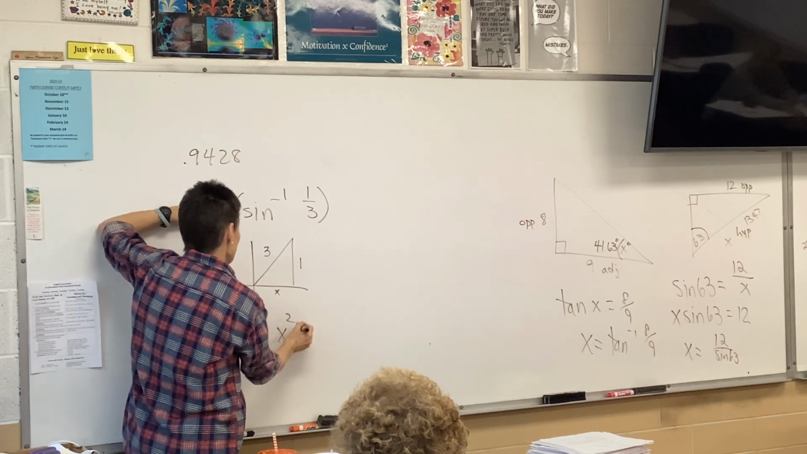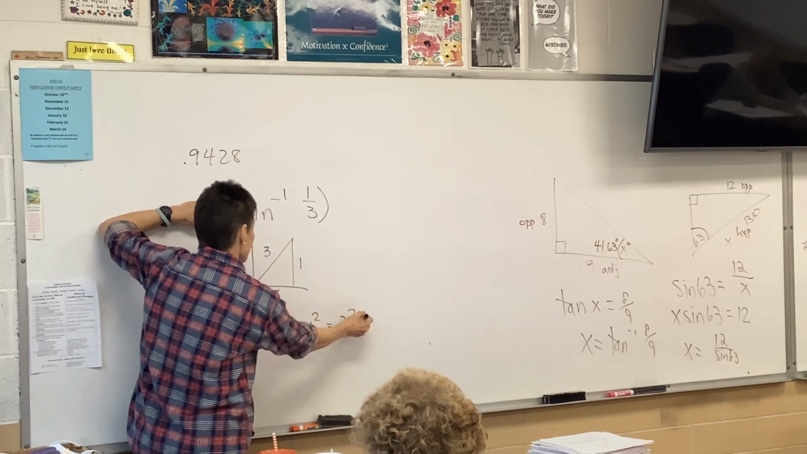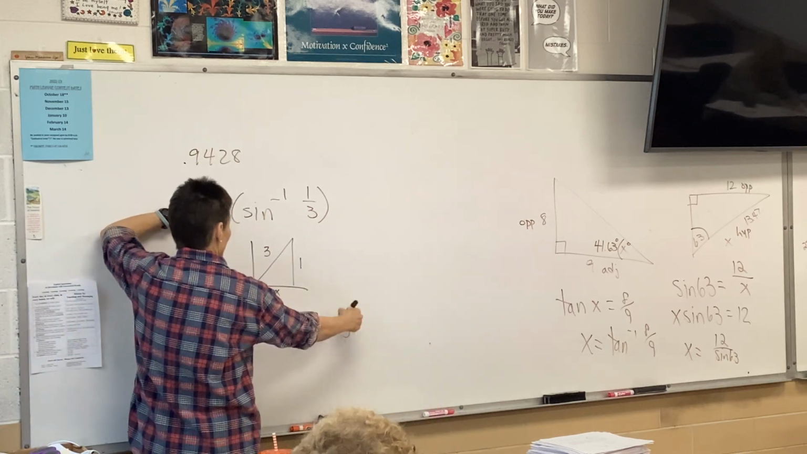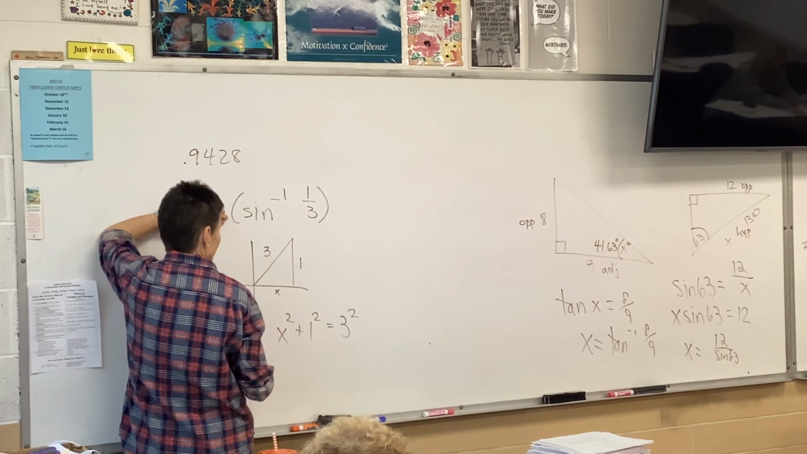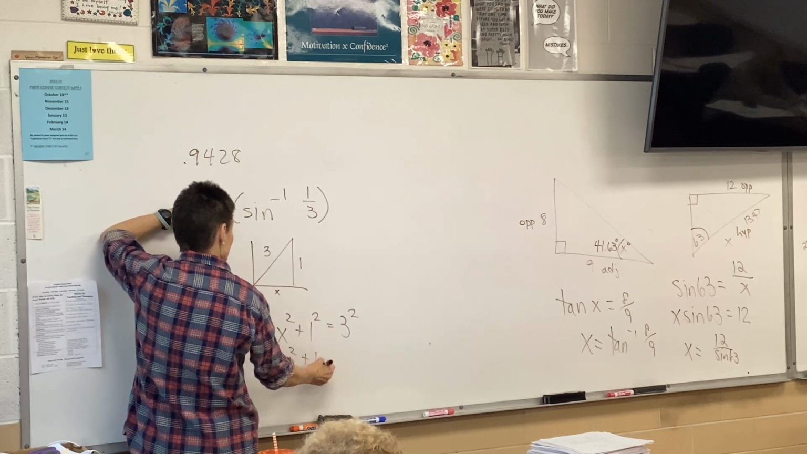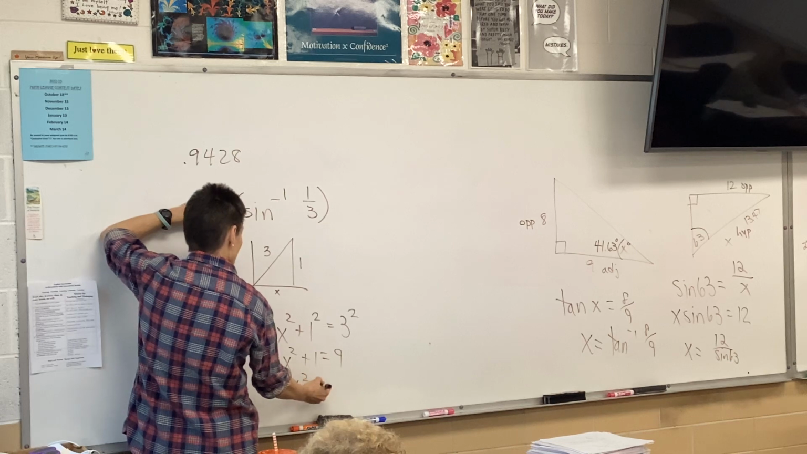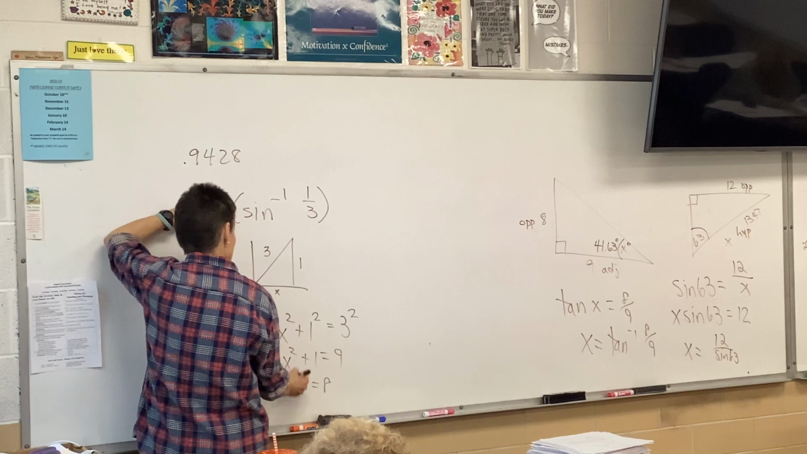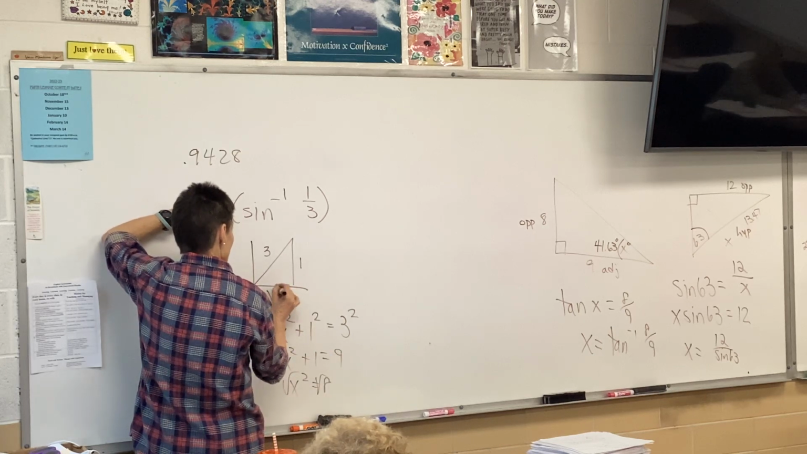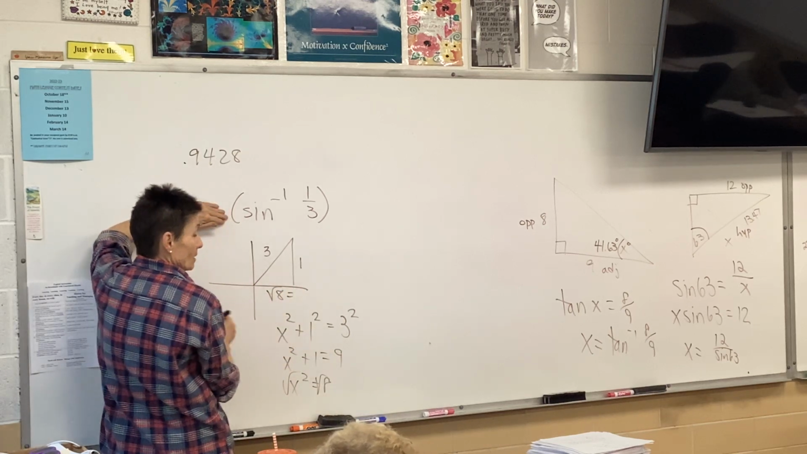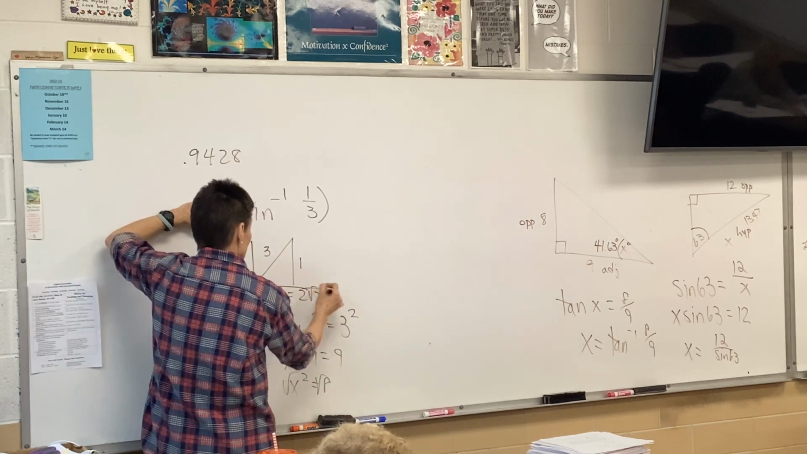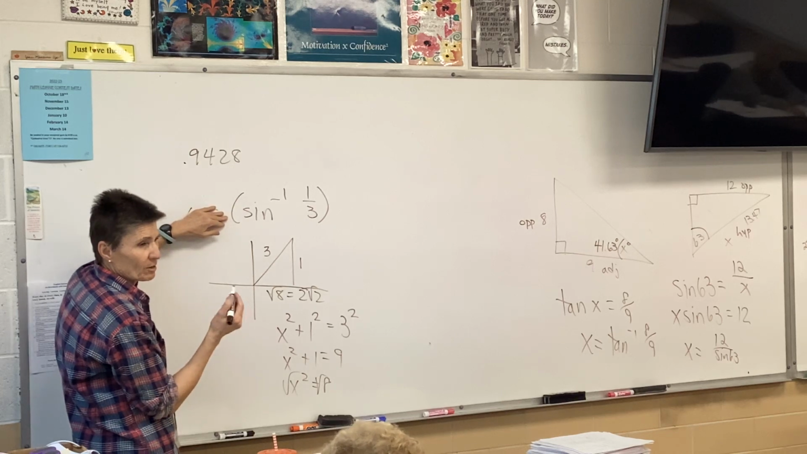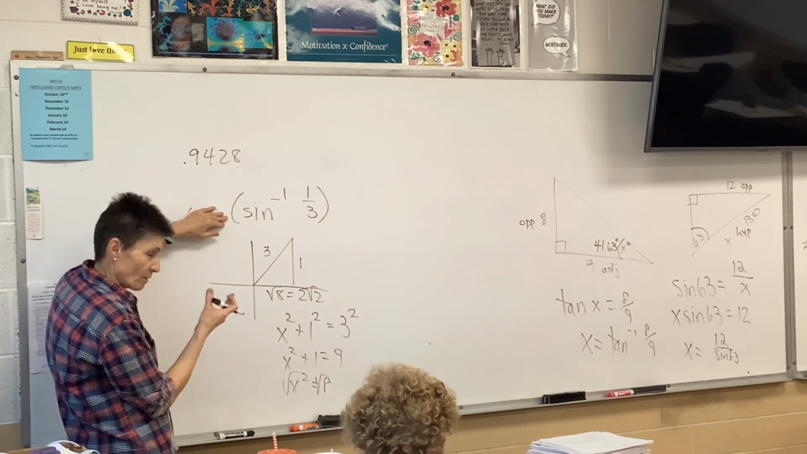So x squared plus 1 squared equals 3 squared. Remember, when you do the Pythagorean theorem, the one by itself on the other side of the equals is the hypotenuse. So x squared plus 1 equals 9. X squared equals 8. So x equals the square root of 8, which is 2 radical 2. Usually we get something like 13 and it doesn't reduce, but radical 8 does.